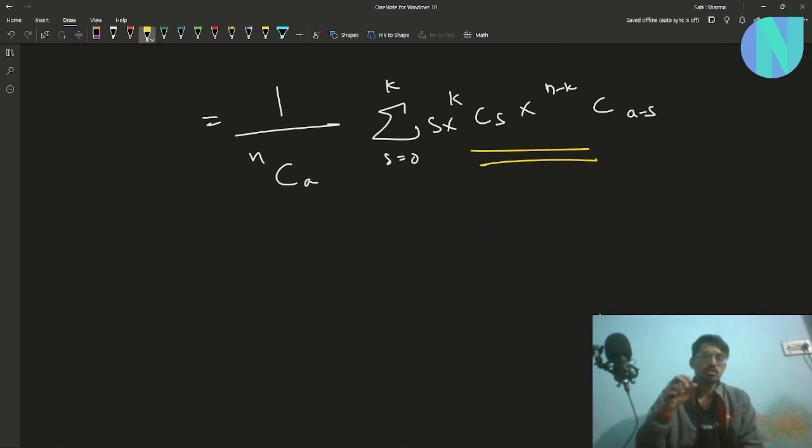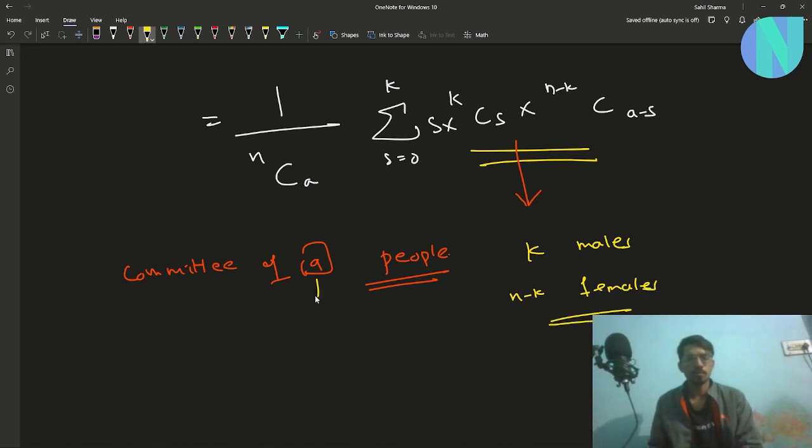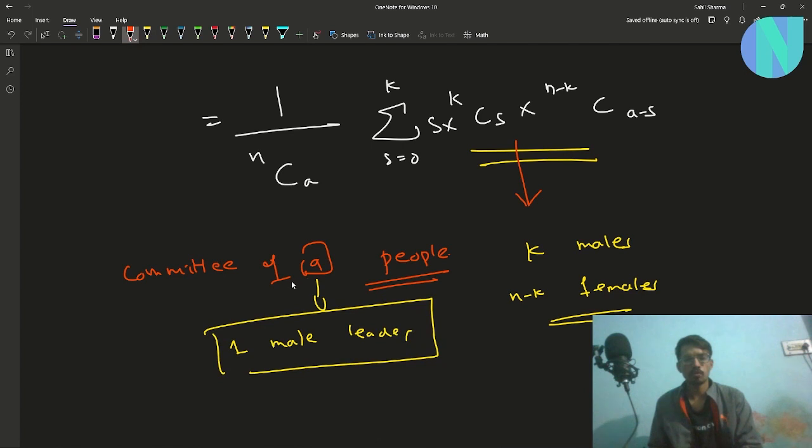You can visualize this as a problem first. You can see that this expression is just the answer to the following problem. Let's say you want to make a committee of A people out of K males and n minus K females. Also, every committee must have one male leader. So that is the problem: you want to make a committee of A people, given you have K males and n minus K females, and every committee must have one male leader.